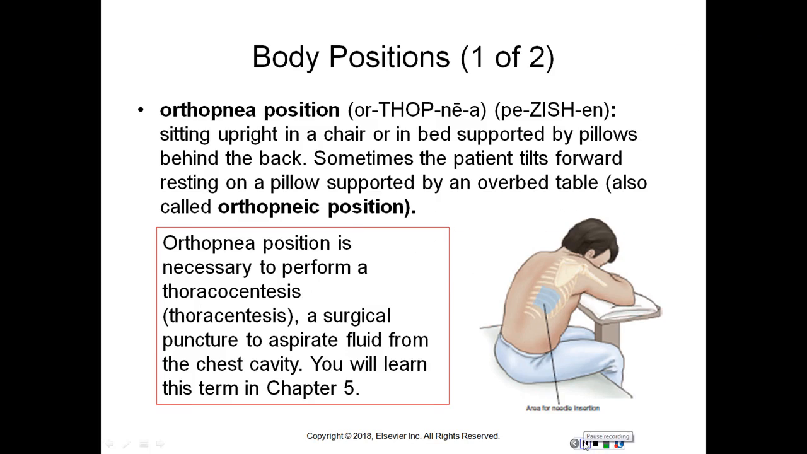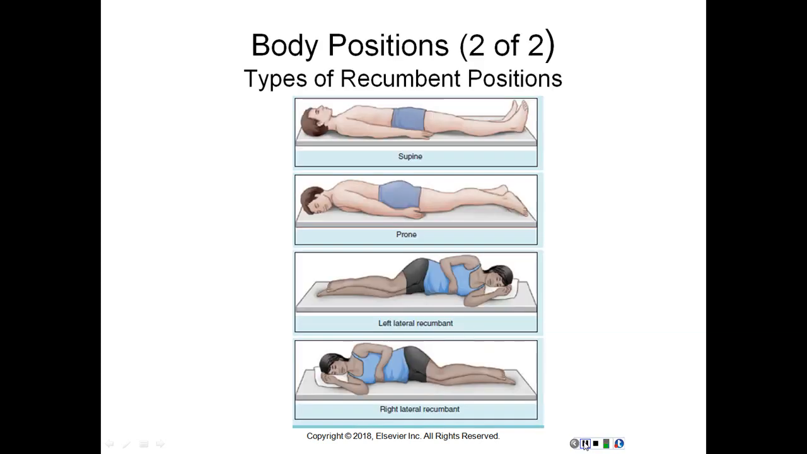So the book has some really good diagrams so you can visualize what they're trying to tell you. Here is an orthopnea position. Again, they're sitting, actually they're being tilted forward, resting on a pillow supported by an overbed table. They're showing you that in the ribs there is an area for needle insertion. They're saying this position is necessary to perform thoracentesis, a surgical puncture to aspirate fluid from the chest cavity, which we'll learn about in Chapter 5. Then we have types of recumbent positions: the supine, prone, left lateral, and right lateral.